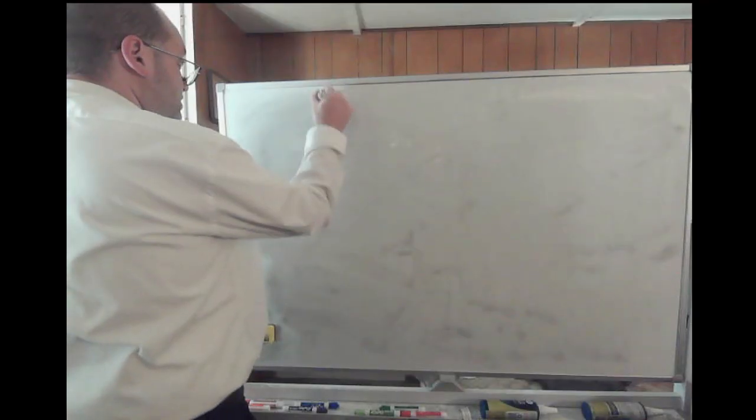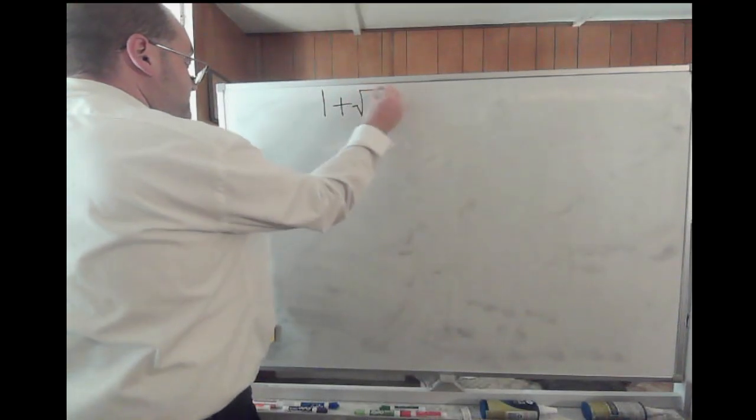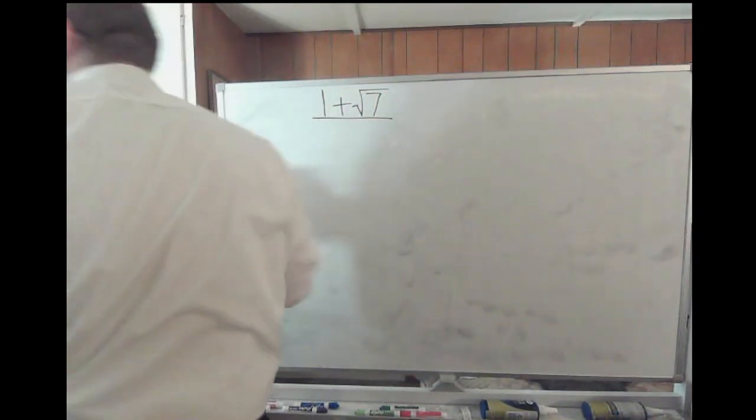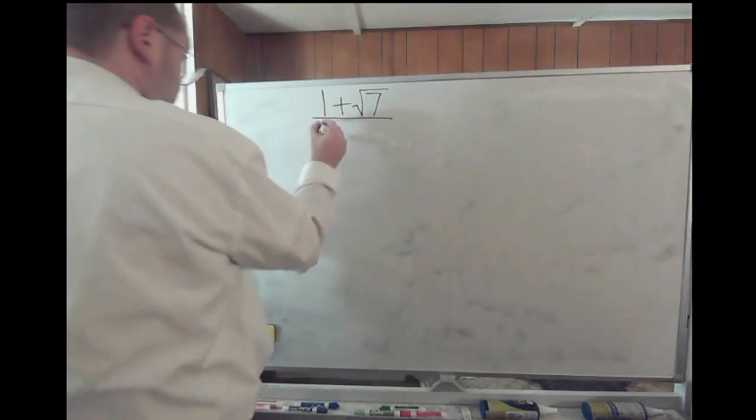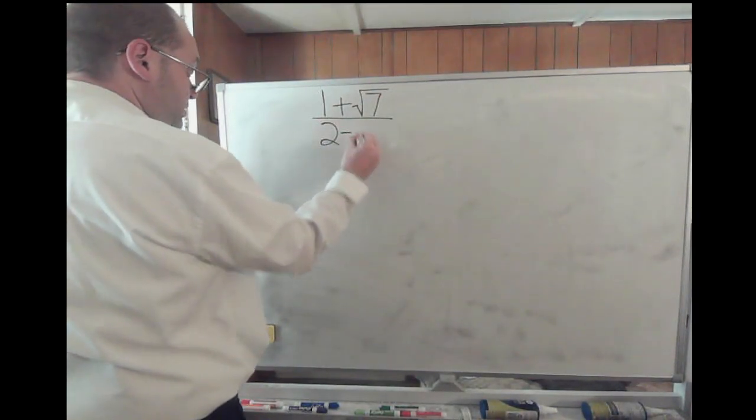Alright, 1 plus the square root of 7 all over 2 minus the square root of 7.